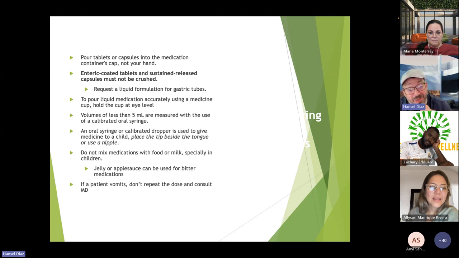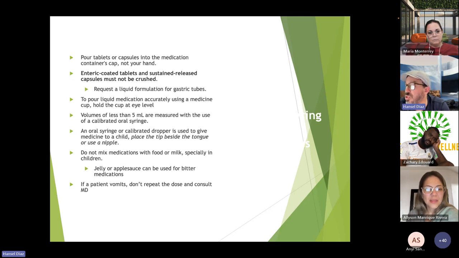Now you get a calibrated syringe and you put it here and you go like, whoop, and they swallow it. That's why. Scientific method. Use an oral or calibrated dropper to give medicine to a child. Place the tip beside the tongue or use a nipple to do it.